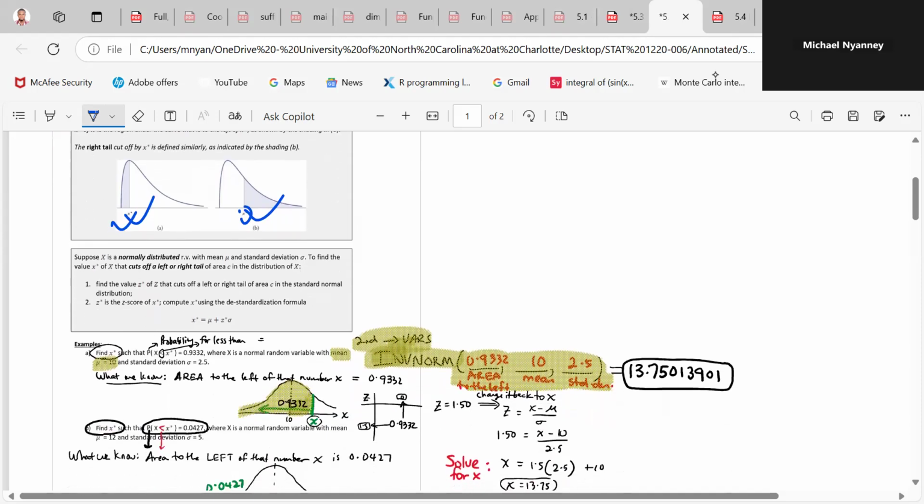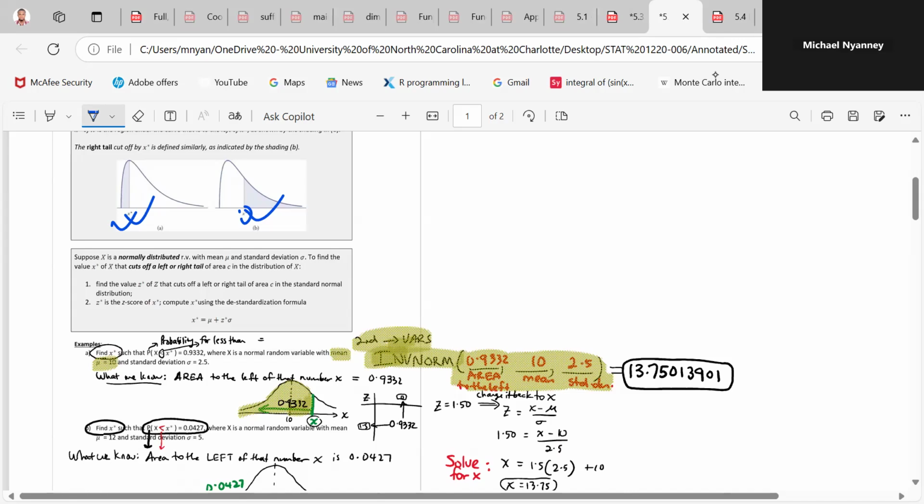Now sometimes you want to find our S back. How do you find our data value back when you are given such a probability? Suppose S is normally distributed, with mean mu and standard deviation sigma. We want to get our data value S, the random variable that cuts off a left or right tail of area C in the distribution of S.